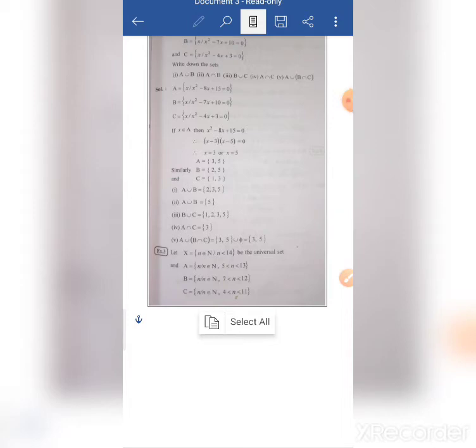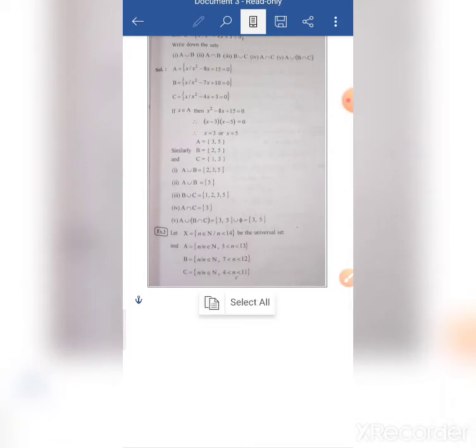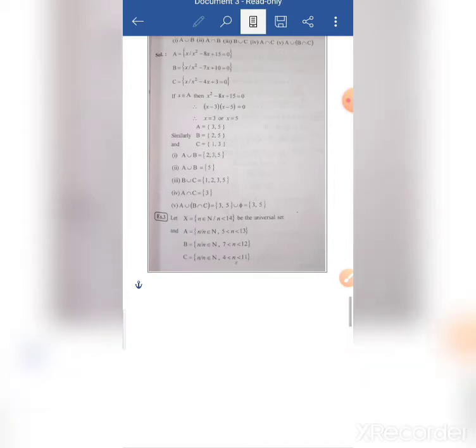And this is fifth, A union B intersection C. Therefore, here A's elements are 3, 5, and B intersection C has no elements, that is phi. So A is 3, 5 and B intersection C is phi. Therefore, the union is the same elements as A, that is 3, 5. That is the next example similar to this.